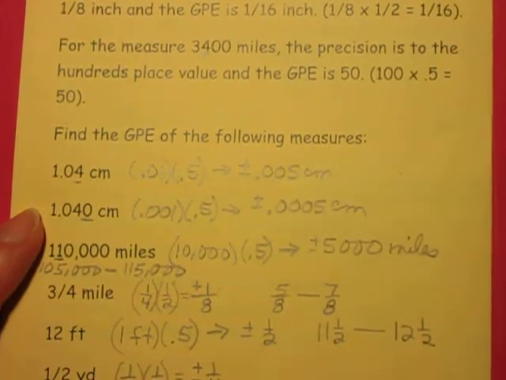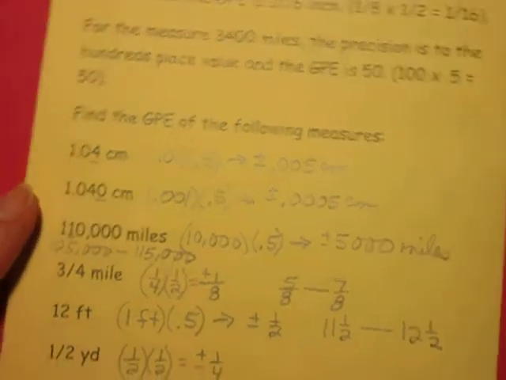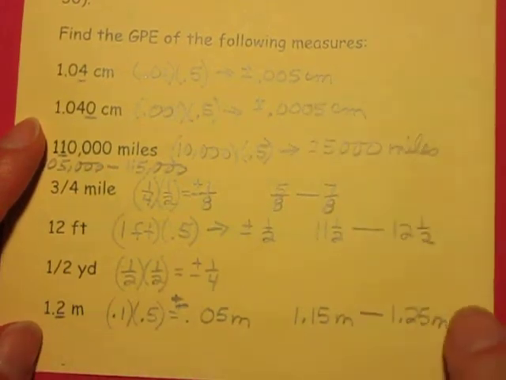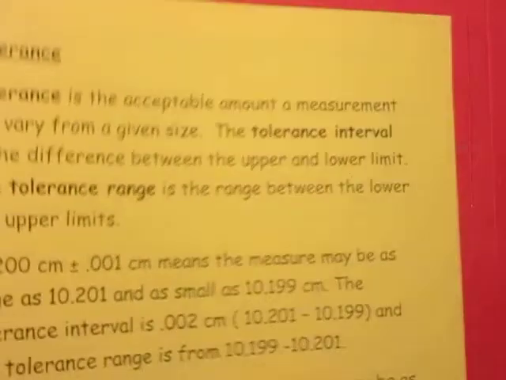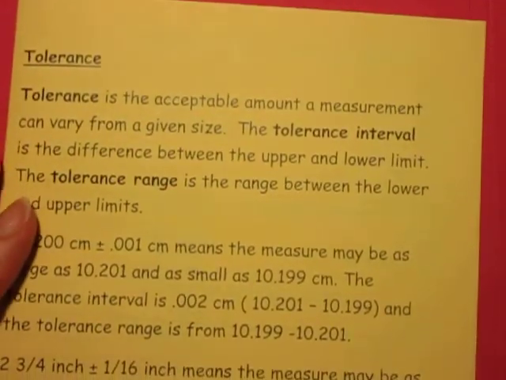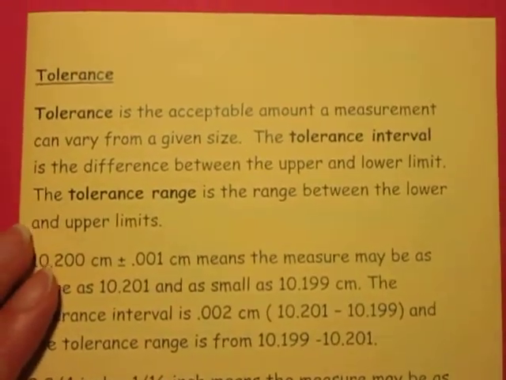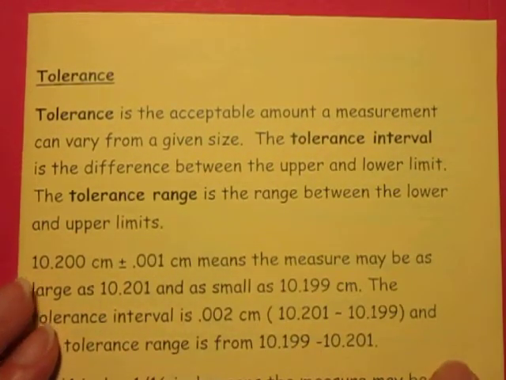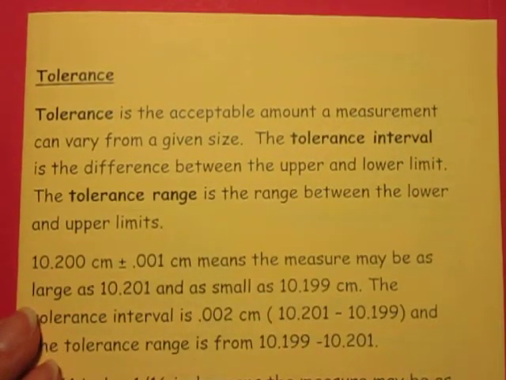I think when you see that in terms of interval, what could have rounded to that, that kind of helps you, I'm hoping that helps you see the significance of greatest possible error, one direction or the other, above or below. Okay, in that same vein, we're going to be looking at a range, but now we're going to be looking at tolerance. Tolerance is the acceptable amount a measurement can vary from a given size.